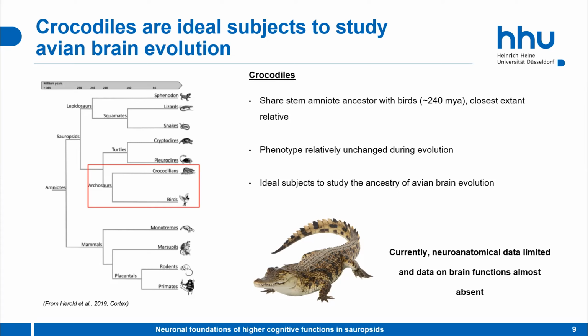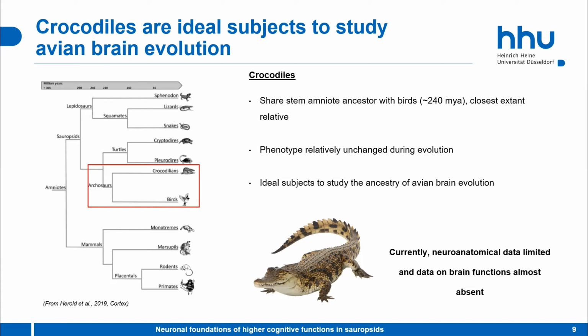But unfortunately, there's very little data on crocodilian brain structures and brain functions. There are some beautiful histological studies and also several functional studies. But if you compare that to the amount of studies we have in mammalian or avian species, there's almost nothing.